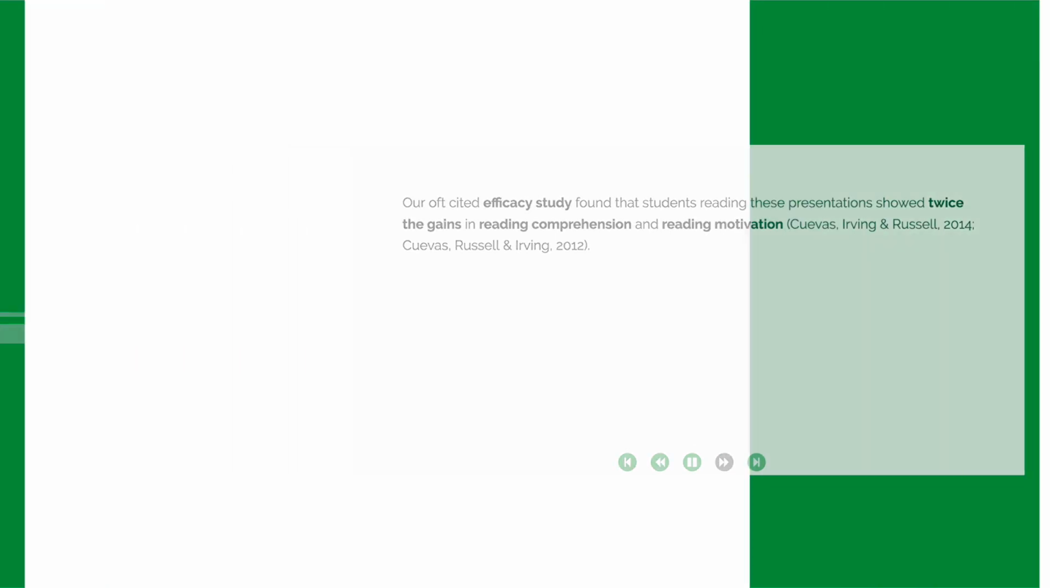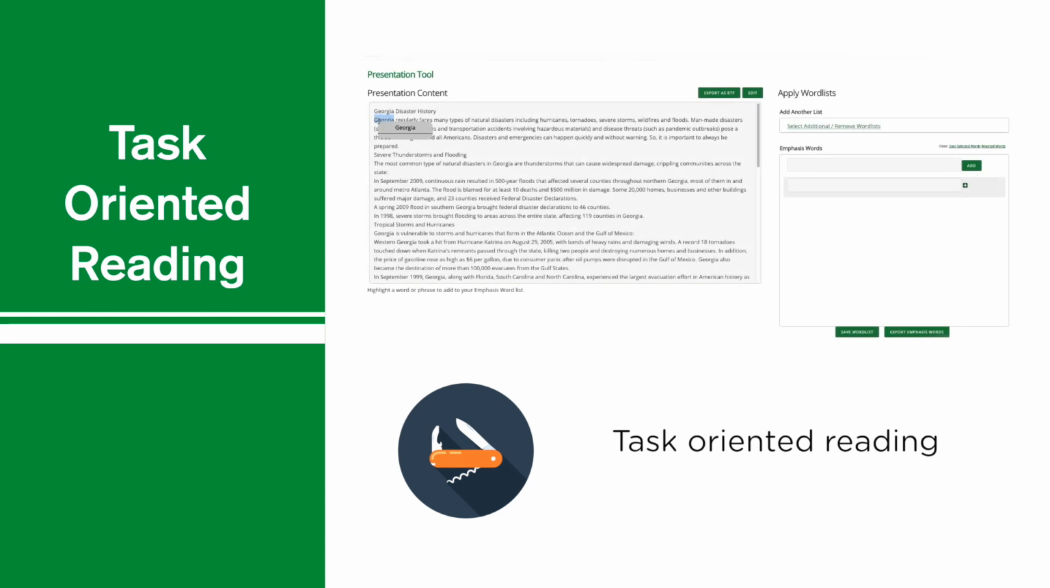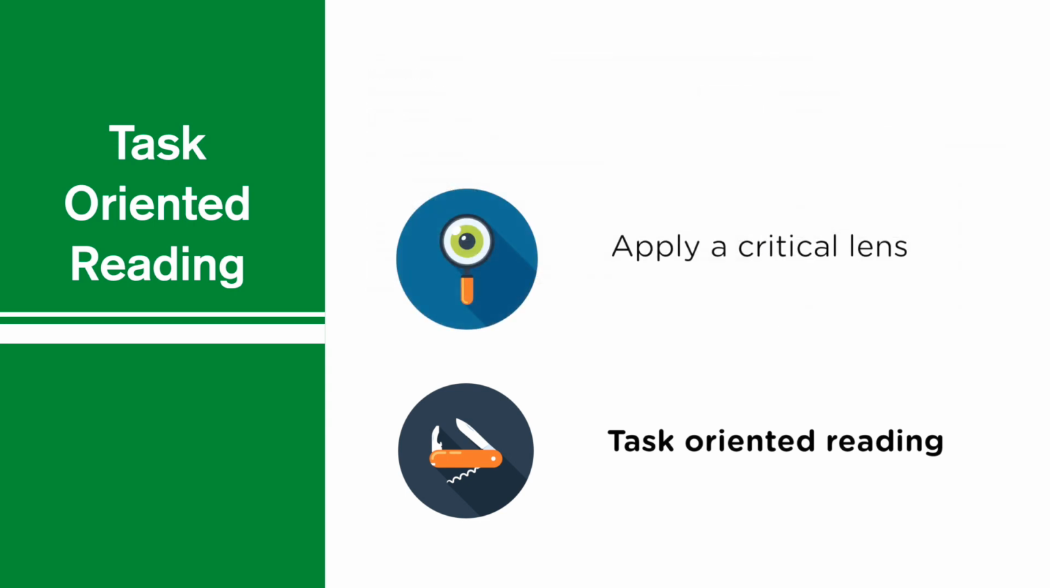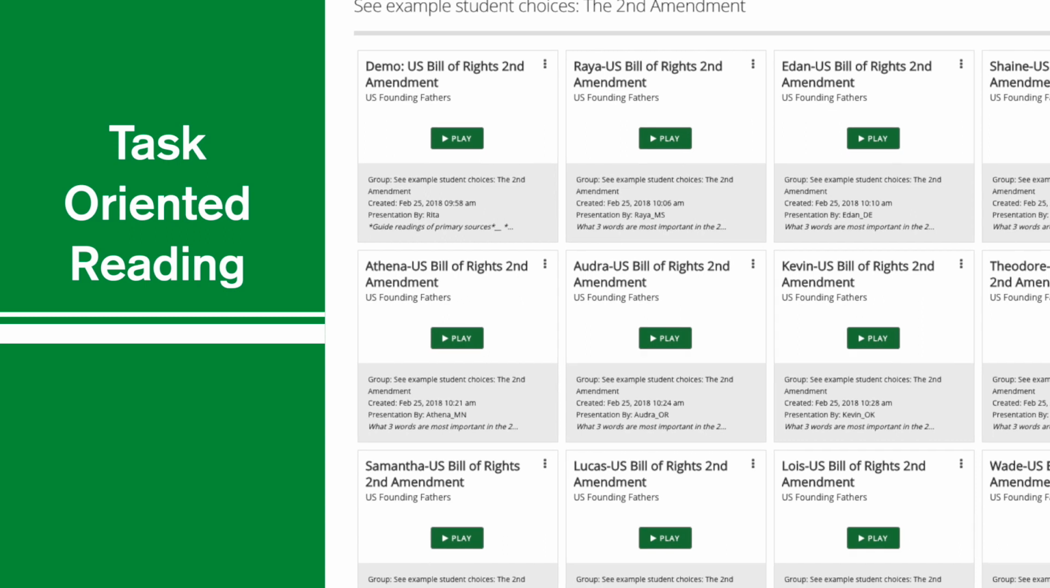Our efficacy study with 10th graders showed twice the gains in reading comprehension and motivation in less than one full school year. If you take the lesson we just covered on independent sustained silent reading and ask students to go back and make their own word selections for what should be emphasized in the text, you've got a reading strategy activity or a scaffold for task-oriented reading. Students can be asked to select responses for many different purposes, from the basics of identifying main ideas and supporting details to the advanced levels of interpretation and applying a critical lens. They get feedback on their choices by comparing with their peers' choices and their teachers' choices.